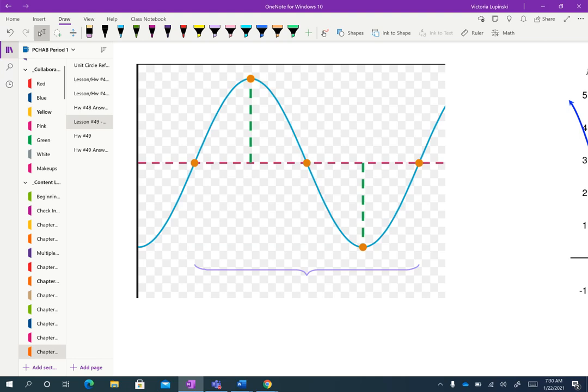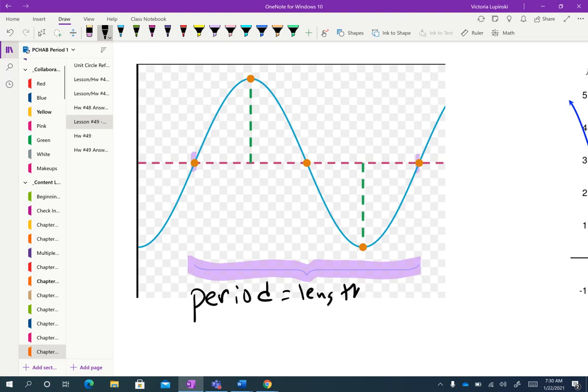So a couple of vocabulary words that are going to be very, very important. So first, if you look at this purple here, this is showing you the distance from this ordered pair to this ordered pair. Hopefully you remember from earlier, that is what is defined to be the period. The period is the length of one full cycle. And remember, that's either a full cycle of the sine wave, which this appears to be, or a full cycle of the cosine wave.